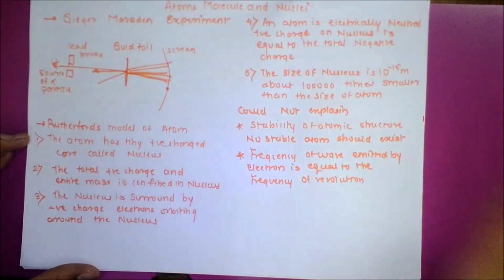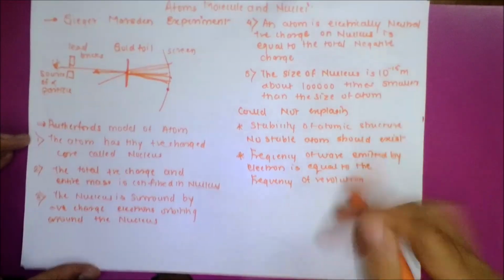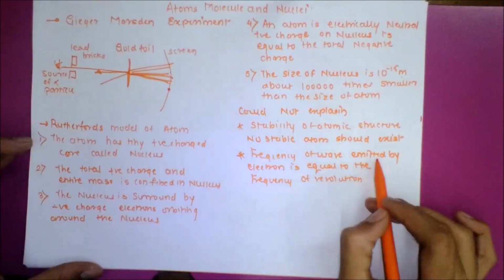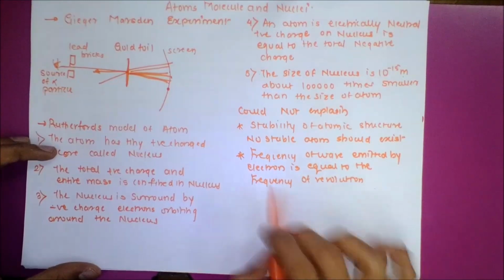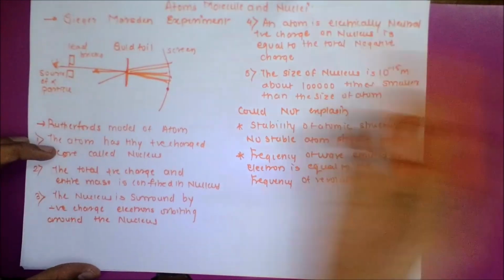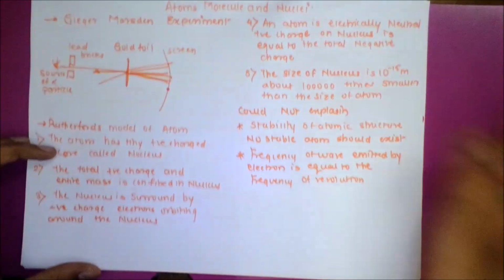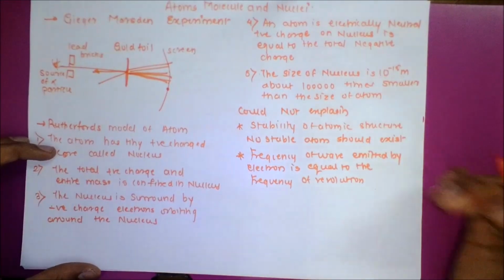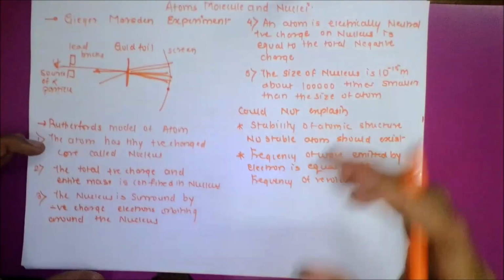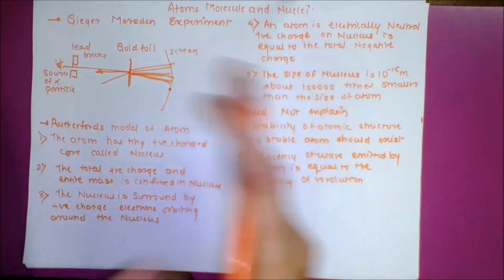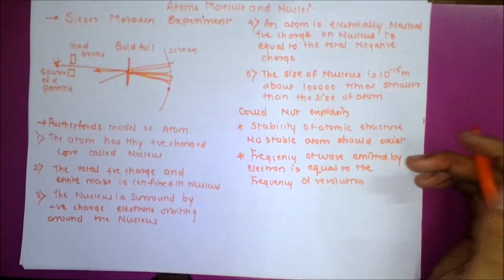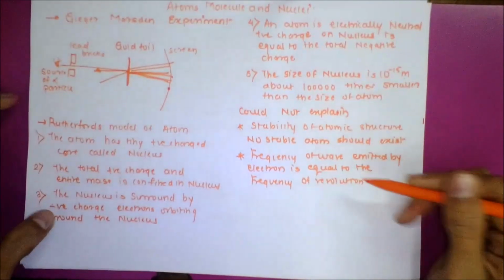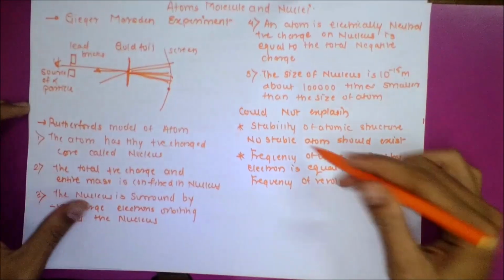Every electron which revolves around the nucleus should fall into the nucleus after some period of time, after giving out energy. Also, the frequency of the wave emitted by the electron is equal to the frequency of revolution. That means if there is a continuous acceleration of the electron around the nucleus, there should be a continuous energy coming out, and we should see a continuous bright light coming out from that source. That was the second thing which could not be explained by this model.